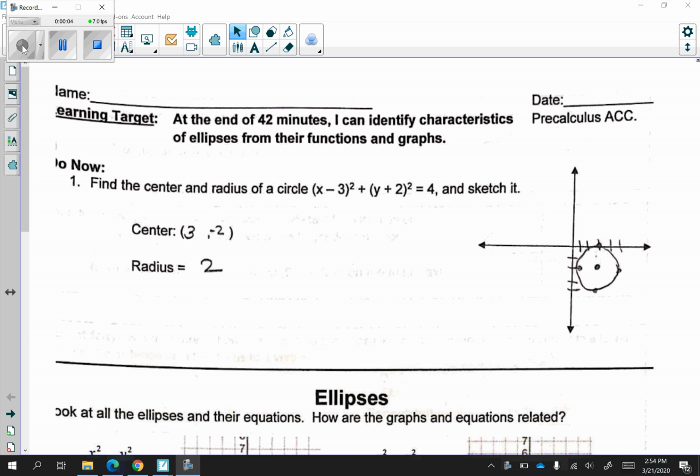I can identify characteristics of an ellipse from their functions and graphs. Let's take a look at the do now.